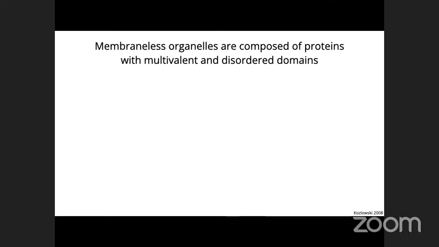Okay, so membraneless organelles are made up of proteins, which are just molecules that do a lot of things in the cell. And the proteins that make up membraneless organelles have specific features called multivalency and disorder. And I'll go through these.